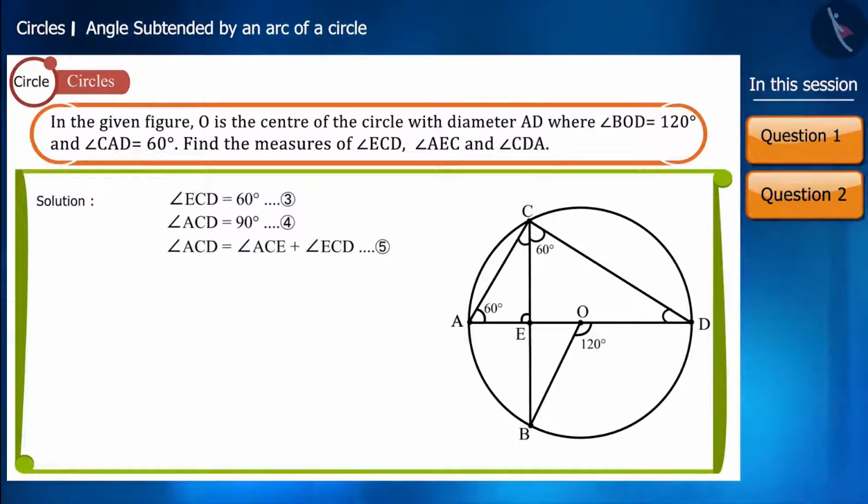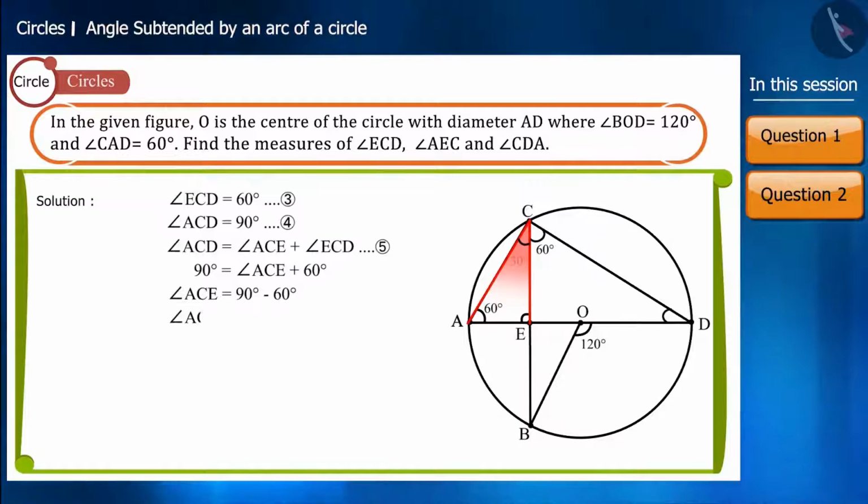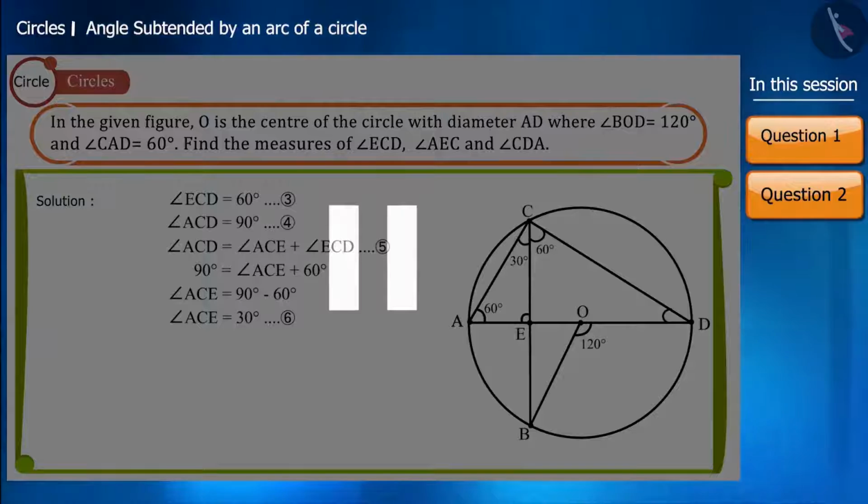We know both the angle ACD and the angle ECD. By placing their values in it, we can determine the value of angle ACE. We get the value of angle ACE as 30 degrees. Friends, you can pause the video and find the value of angle AEC by yourself.